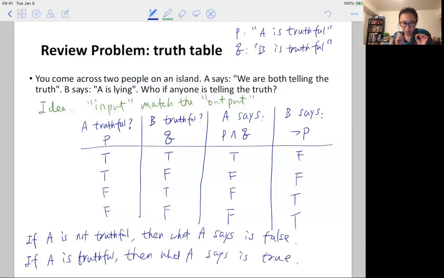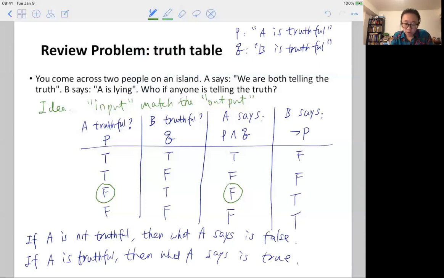So let's start from the third row, okay? I start from left to right. If A is not truthful, which corresponds to P being false, then based on the logic I just wrote down, if A is not truthful, meaning that if A is lying, then what A says has to be false. So on the third row, if the first column is false, then the third column has to be false, right? So again, this is based on the idea that if A is lying, then whatever A says has to be false. So they match with each other.